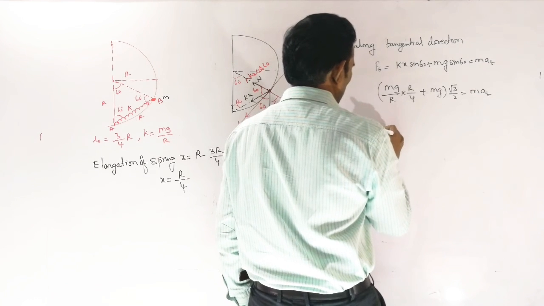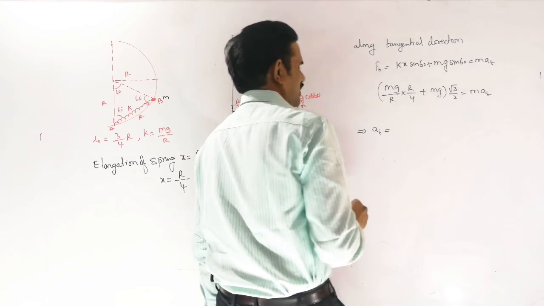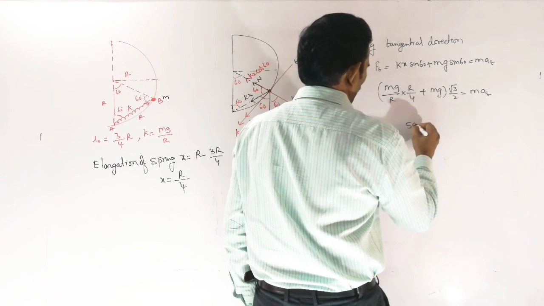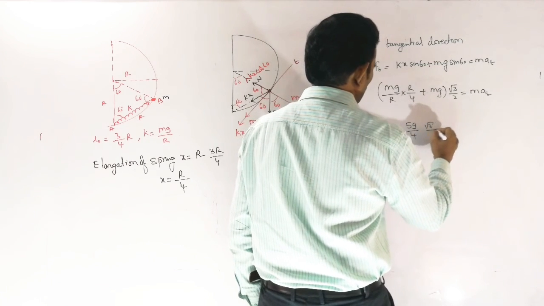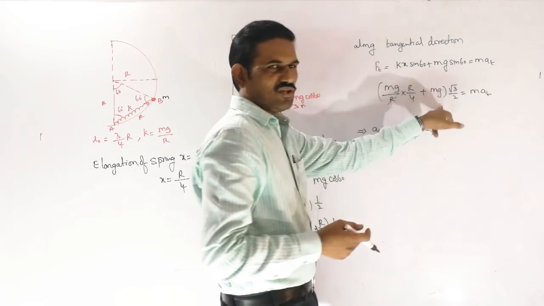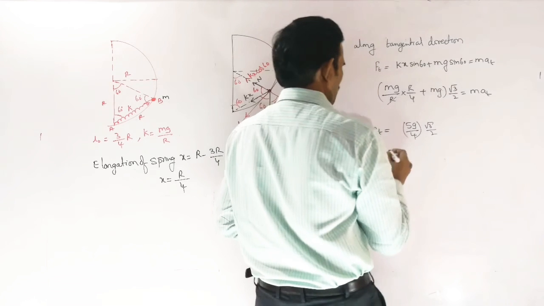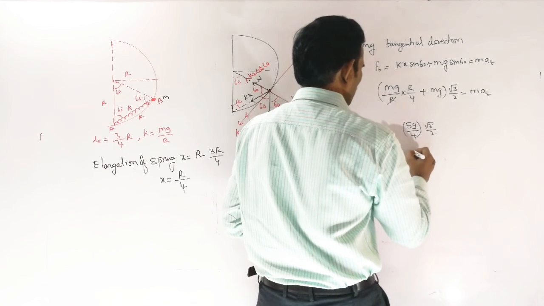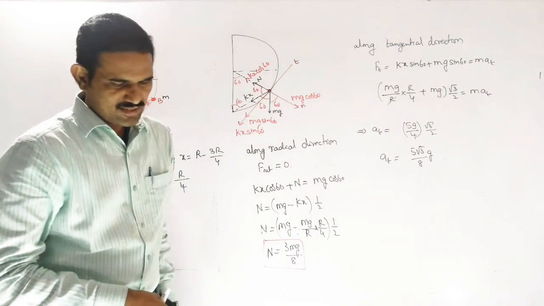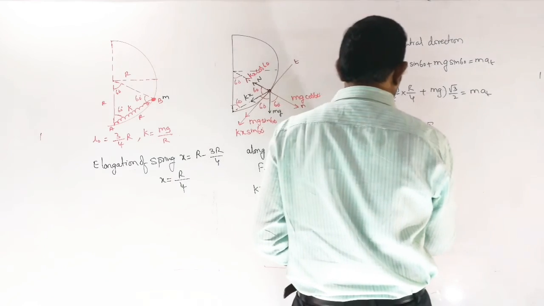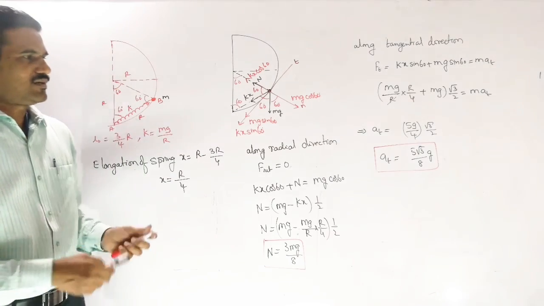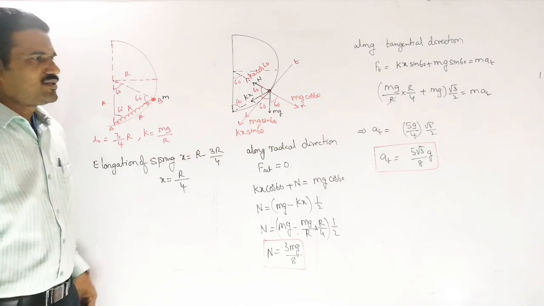Therefore, the m value can cancel, so at is equal to 5g by 4 into root 3 by 2, right? Because here r and r will be cancelled, g by 4 plus g you will get 5g by 4, and we can simplify this so that finally we can write it as a multiple of g. That is the tangential acceleration of this particle here. So this is the tangential acceleration immediately after releasing this bead, and this is the normal reaction here.